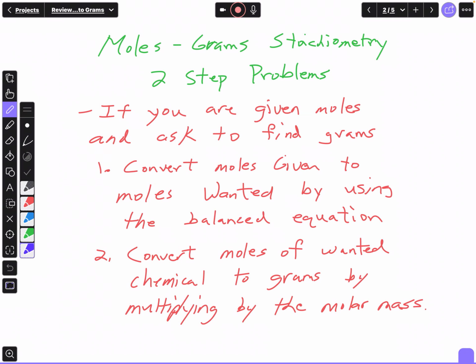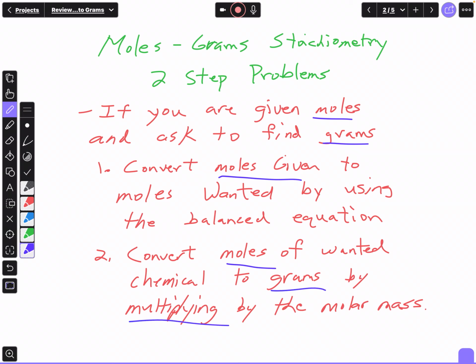Now, moles to grams stoichiometry are two-step problems. We'd already worked one-step problems, going from moles of one substance to moles of another substance. But basically, if you're given moles to begin with and you're asked to find grams, first you have to convert the moles given to the moles wanted by using the balanced equation. That's when we use the coefficients to go from moles of one substance to moles of another substance. And then the second thing is you simply convert the moles that you calculated from step number 1 to grams by multiplying by the molar mass.